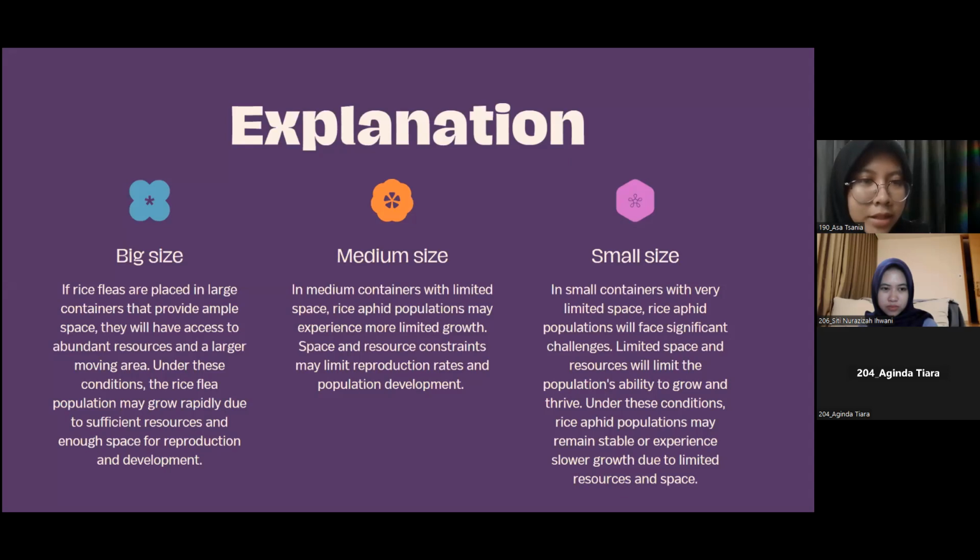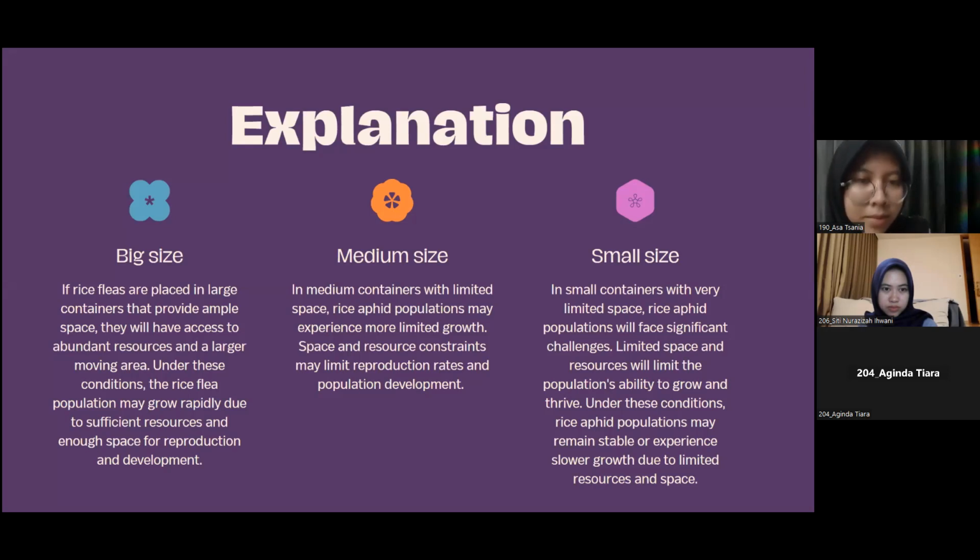And then the explanation for big size. If rice weevils are placed in large containers that provide ample space, they will have access to abundant resources and a larger moving area. They grow rapidly due to sufficient resources and enough space for reproduction and development.